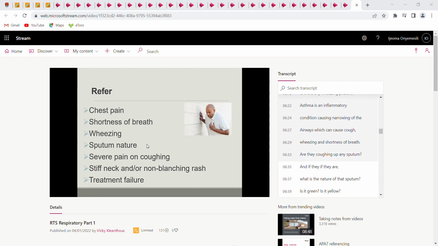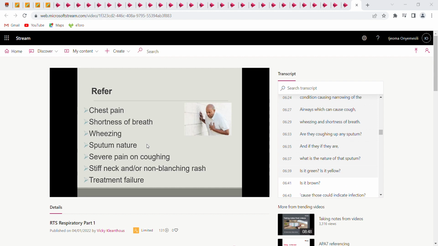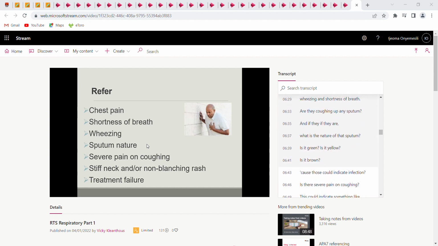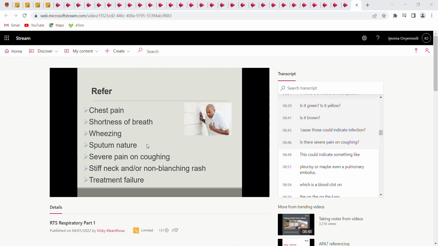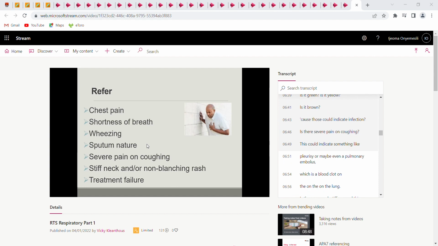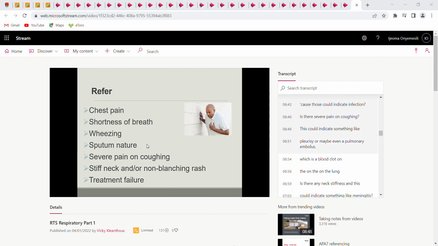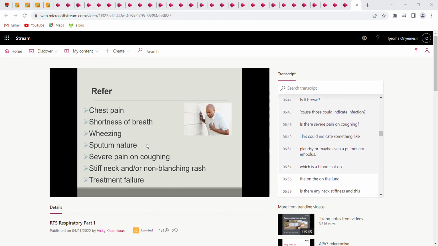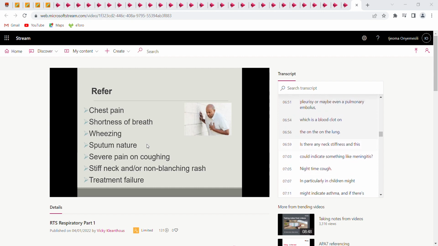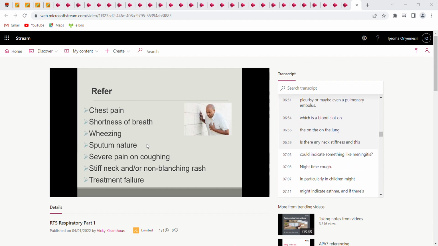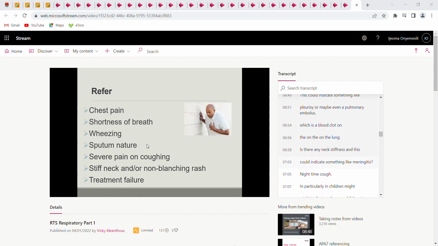Are they coughing up any sputum? And if they are, what is the nature of that sputum? Is it green? Is it yellow? Is it brown? Because those could indicate infection. Is there severe pain on coughing? This could indicate something like pleurisy, or maybe even a pulmonary embolus, which is a blood clot on the lung. Is there any neck stiffness? This could indicate something like meningitis.